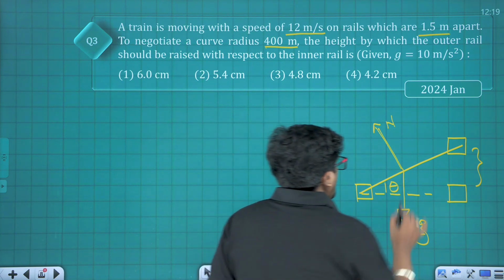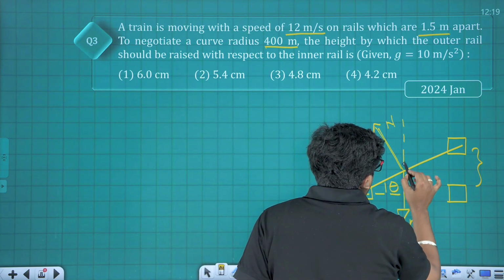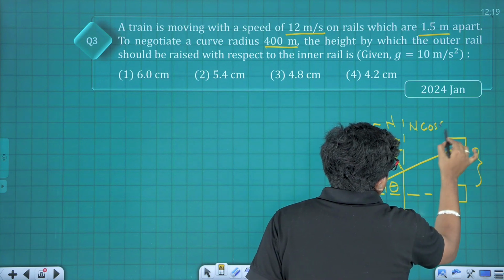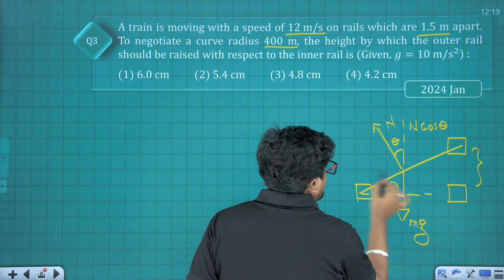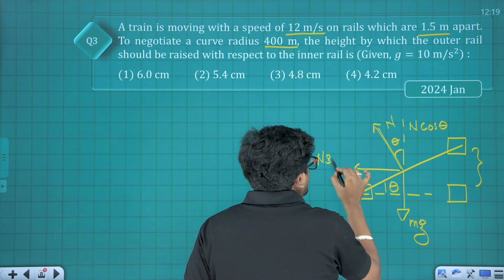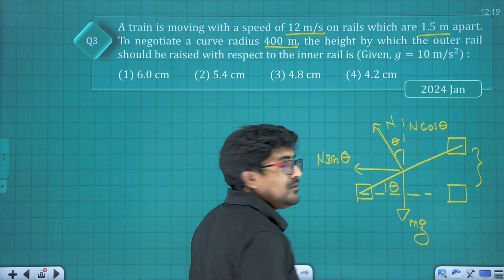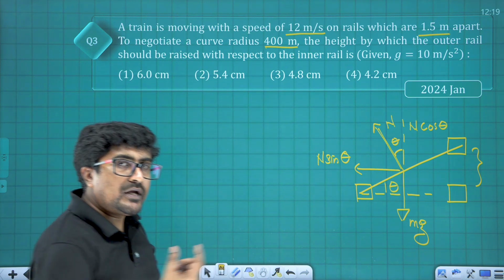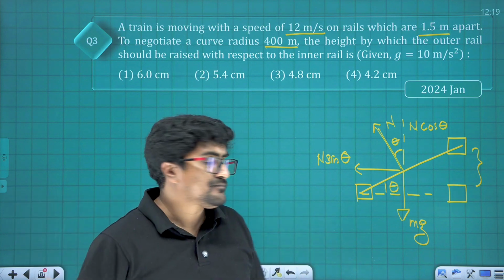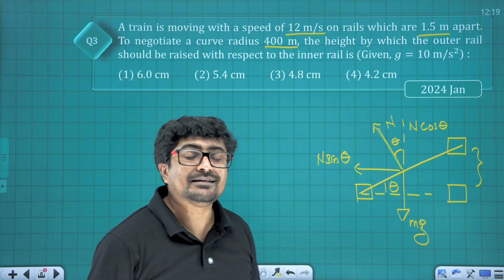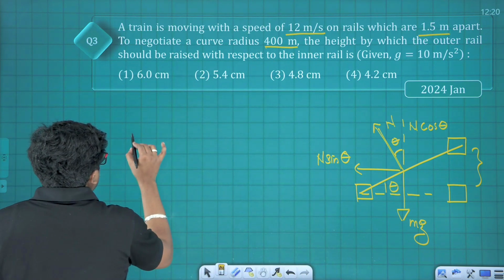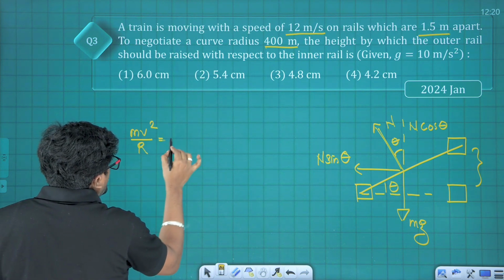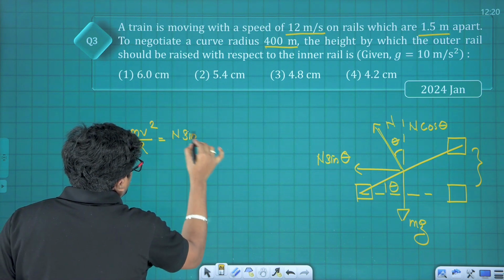Okay. Now, considering the equilibrium condition along y axis, I can say that if this angle is theta, so here this is N cos of theta, and definitely this angle is going to be theta only. And here this is N sin theta. Okay. Now, the necessary centripetal force which is required to keep this train moving in that circular turn, that is going to be offered by N sin theta only. So considering that, I can say that the necessary centripetal force, that is mv square by r, that is going to be offered by n sine of theta.